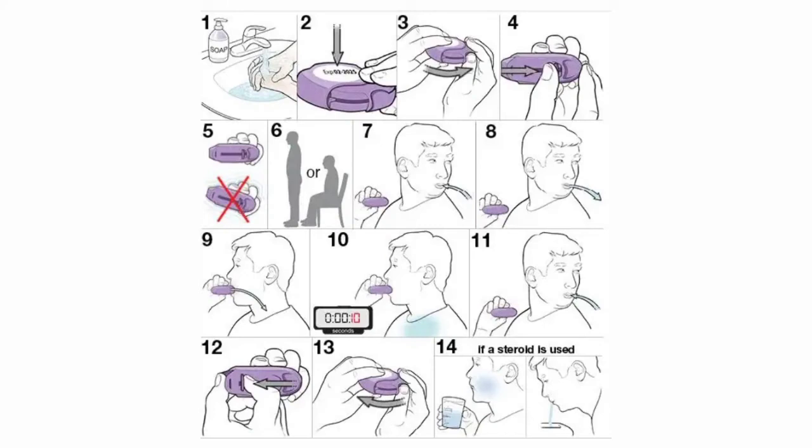This picture is showing how to use the DPI, that is dry powder inhaler. The first step is that you will do the cleaning. The second step is that you will open the DPI device. The third step is that you will charge the drug, and then you can sit or stand. The seventh step is that you will first exhale. Then the next step is that you will firmly place the lips around the delivery site, and then you will inhale, keep inhaling for a period of time, and then you will close the device.